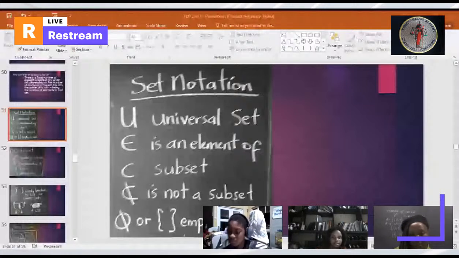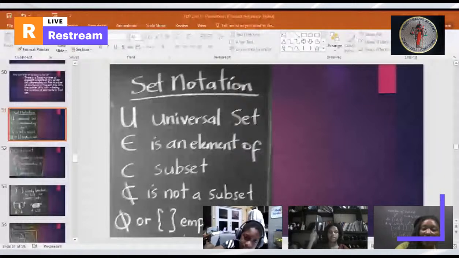Go ahead, John. Planets in our solar system starting with the letter M. That would be Mars and Mercury. Would that be the subset or the bigger set? Miss, the subset. So what would be the biggest set? Miss, planets in our solar system. All right. And then the smallest set would be planets that start with the letter M.